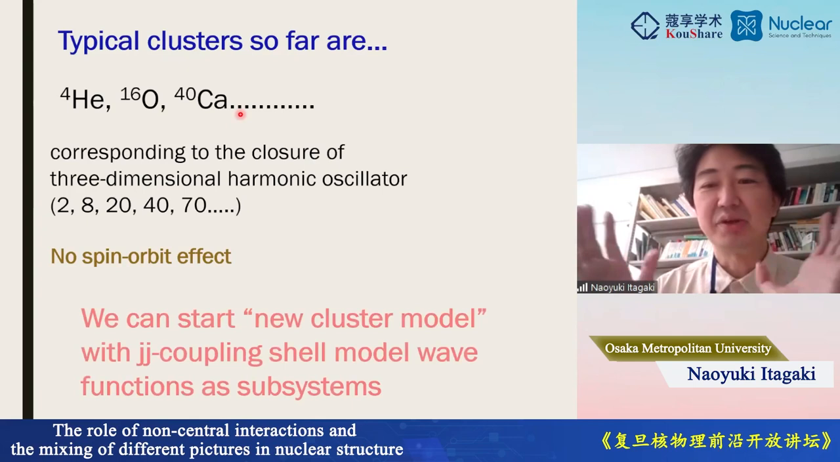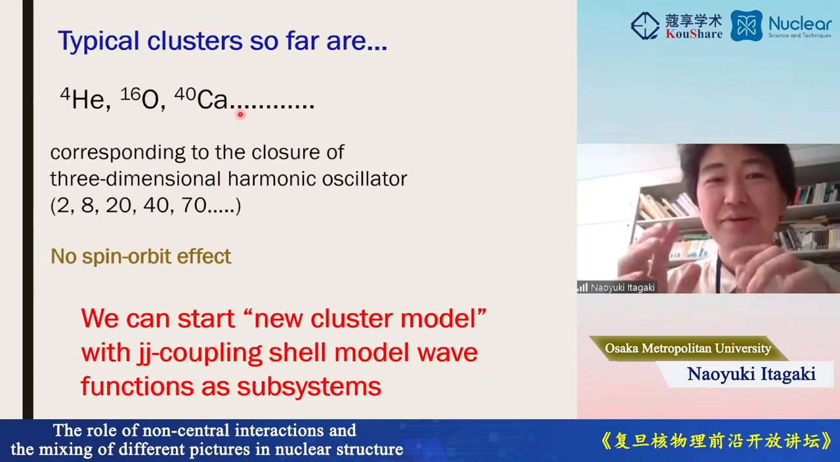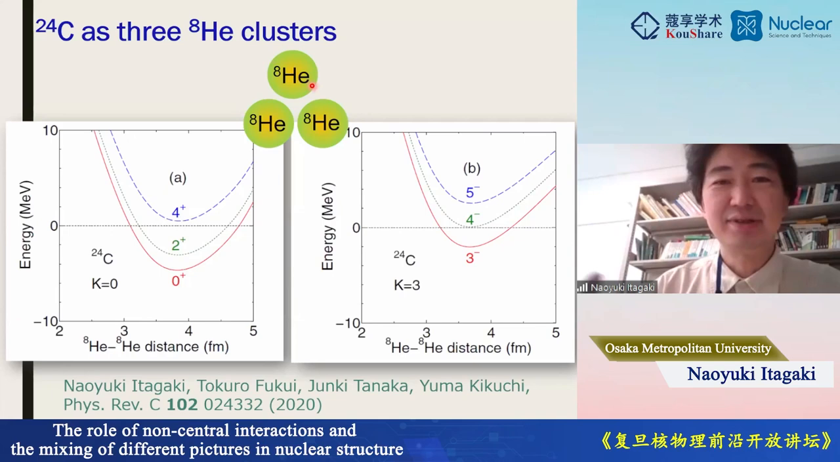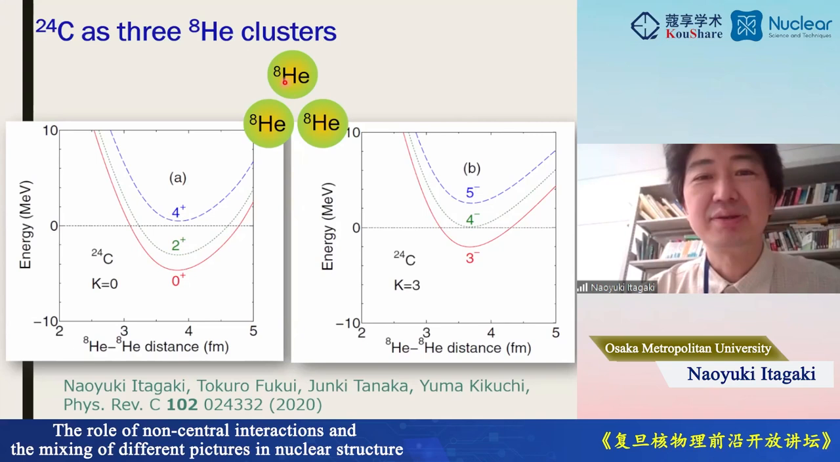New means that we can have plural, not a single, multiple jj-coupling shell model wave functions, and a jj-coupling shell model wave function can be a subsystem. So for instance, we can replace the alpha cluster with helium 8. Helium 8 is a neutron-rich nucleus which has 6 neutrons, but this 6 is a subclosure, just like carbon 12. The neutron number is the same as carbon 12, so it's a subclosure of p3/2 in the shell model. So we can prepare the shell model helium 8 and three helium 8 nuclei. Unfortunately, this is not a realistic nucleus because carbon 24 is out of the drip line, so it's not bound. But some day we can do this kind of experiment, I think.